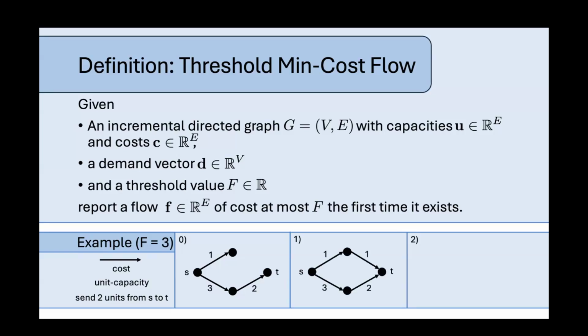Then at moment 1, a new edge is inserted, and now it's possible to route 2 units of demand from S to T, but the cost will be 7, which is too large. So our algorithm still doesn't do anything. Then at moment 2, second edge insertion, a flow of cost at most F exists, and at this point the algorithm will return this flow.